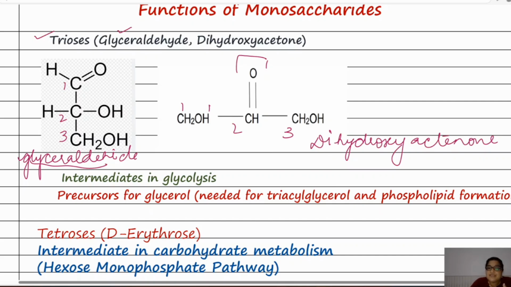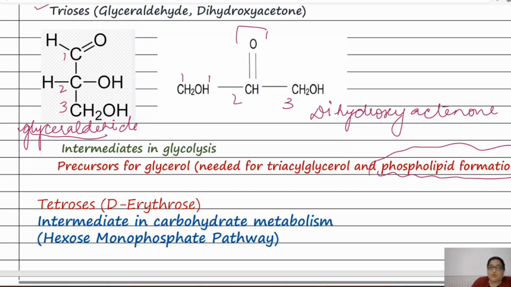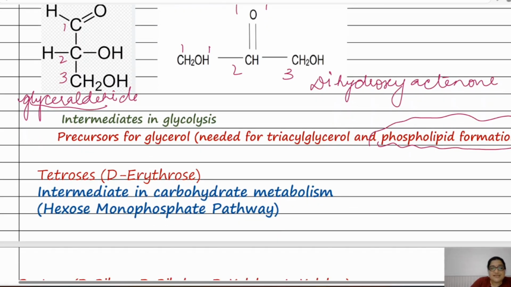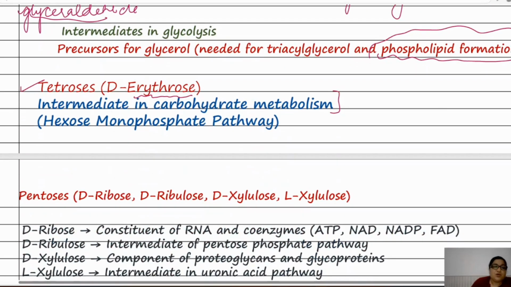What is the importance of these sugars? They are intermediates in glycolysis. They are precursors for glycerol, which is required for the formation of phospholipids. Whenever phospholipids are formed, we need glycerol as a precursor. Moving on to the tetroses, a classical example is D-erythrose, an intermediate in carbohydrate metabolism in the HMP shunt pathway. This will be covered in the metabolism portion.